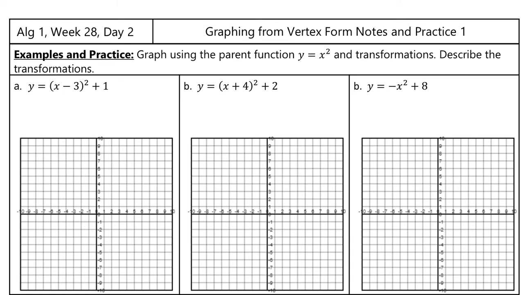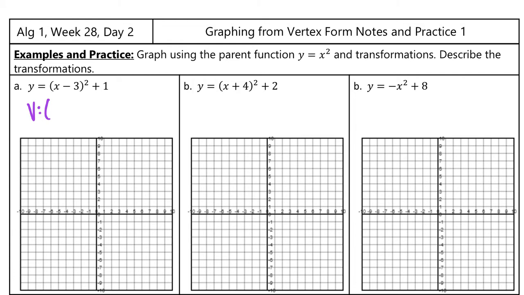So this is in vertex form, and what we're going to do is pick out the vertex. I'm going to put parentheses because it's a point. I'm also going to say V. It also asks me to describe the transformations, which is going to be easy because we have to figure out the transformations to graph it.